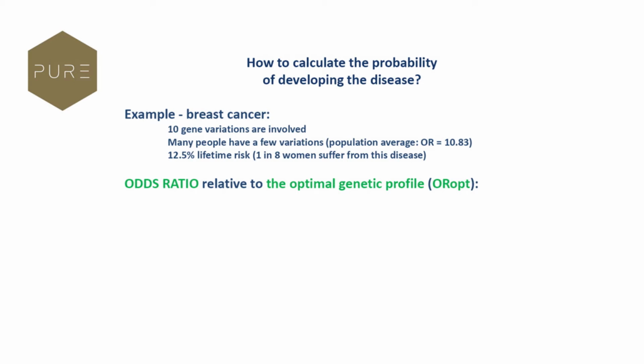Now, the odds ratio relative to the optimal genetic profile, when you look at the population average, it's an odds ratio of 10.83.